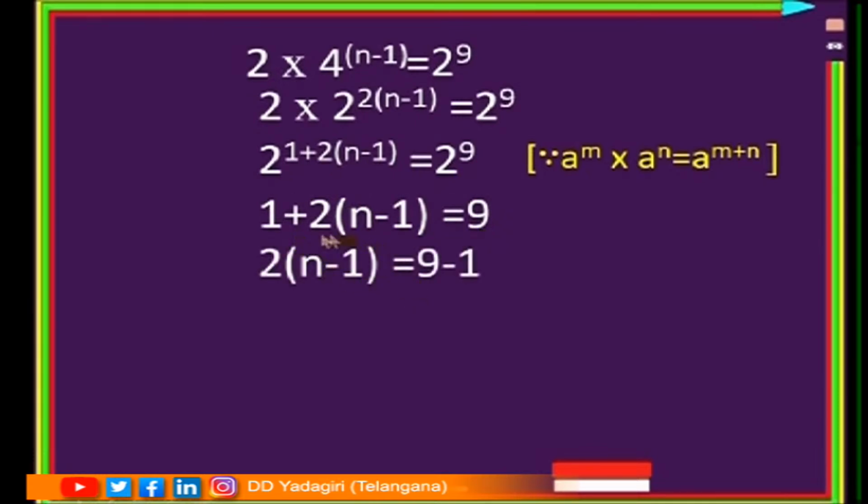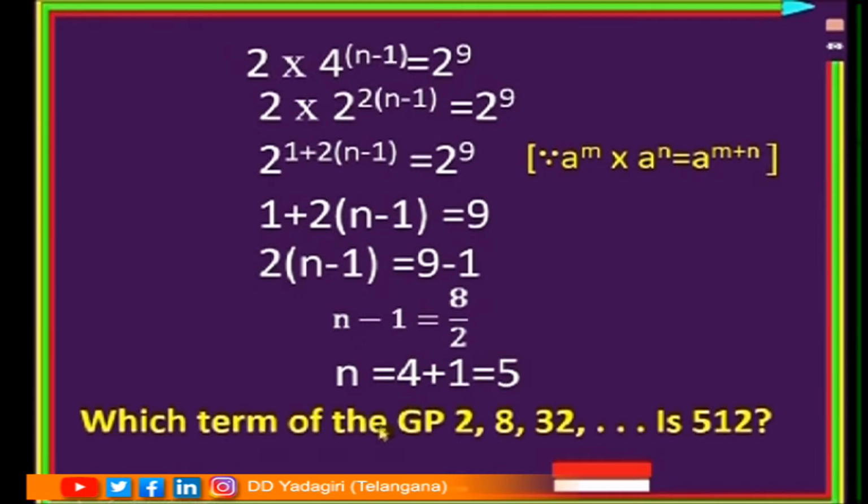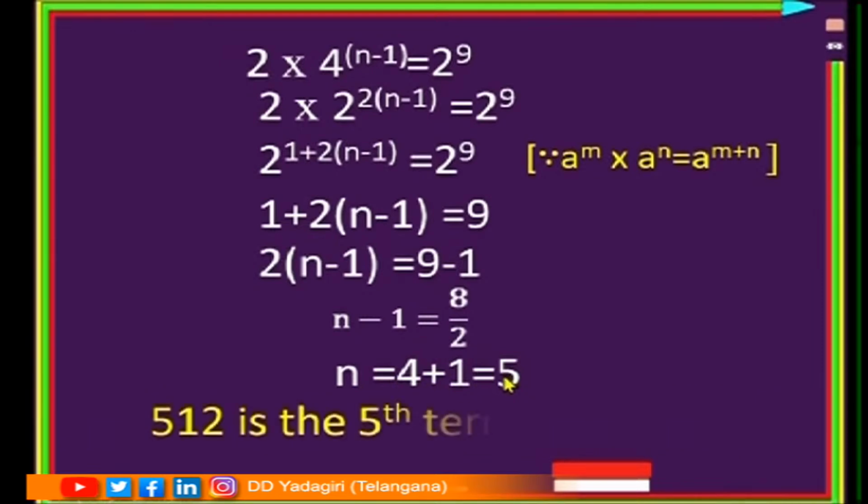2 into (n minus 1) is equal to 9 minus 1, which is nothing but 8. Bring to the right hand side, 8 by 2 becomes 4. So n minus 1 is equal to 4, bring minus 1 to the right hand side, we will get n is equal to 4 plus 1, which is equal to 5. So what is the question actually? Which term of the GP is 512? We got n is equal to 5, right? So the fifth term of the given GP is 512.